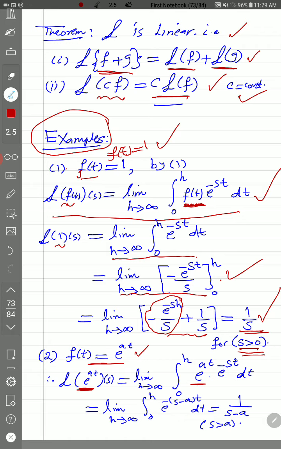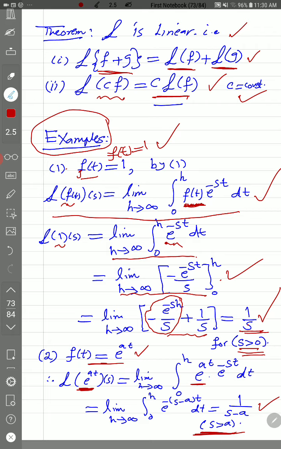As we get here, you see in this one, we get 1 over s. So here what we expect, we get 1 over s minus a. So this is the result and this is your domain here. So this is the second example for that. So this is the way how to do it. We just put these functions and the integrals and we evaluate these improper integrals.